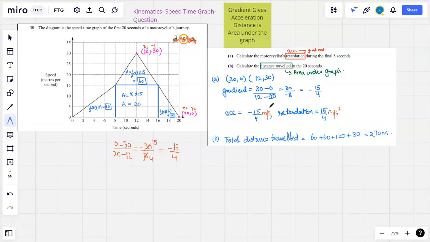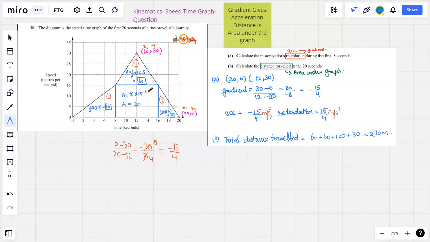In the second part, we have to find the total area. Calculate the distance traveled in the 20 seconds. The distance traveled means we have to find the area under the graph. And we have divided our graph into four shapes, three triangles and one rectangle. So this is my first triangle, this is my second triangle, this is the third triangle, and we have a rectangle. So this is our fourth shape.